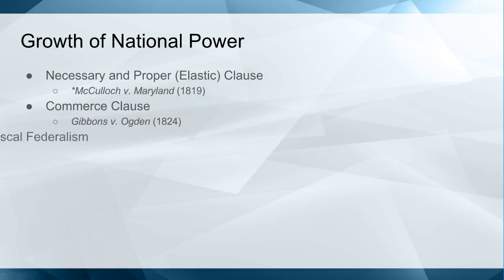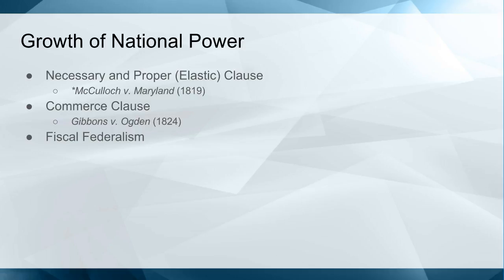Fiscal federalism. This is the process by which the national government gives states grants and then tells them what to do with the money. This allows the national government to enter into policy-making areas that it would otherwise be unable to.